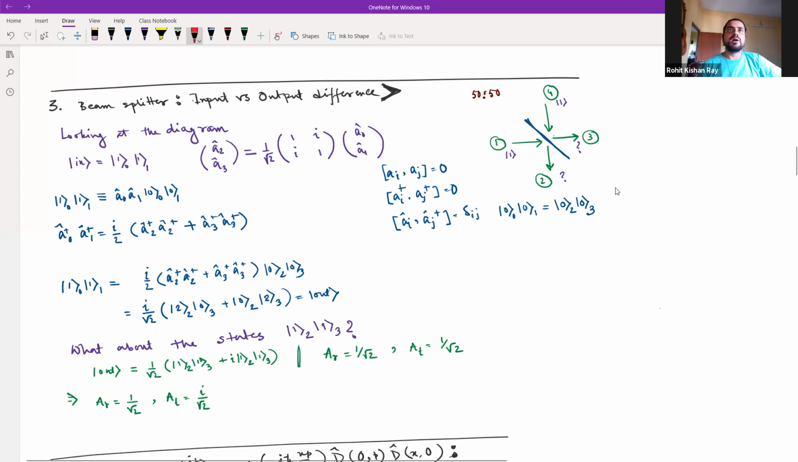So to do that, we can begin with a schematic of a beam splitter, and we consider a 50-50 beam splitter here. I will call these ports 0 and 1. These two ports have an input of 1 and 1, and we are interested in finding out what happens in ports 2 and 3.